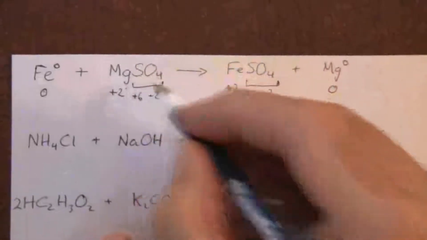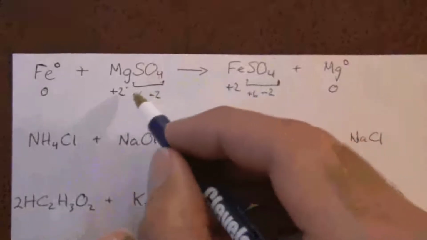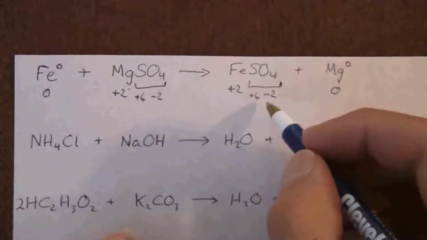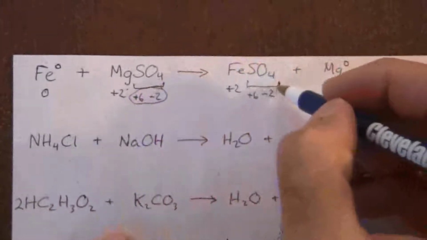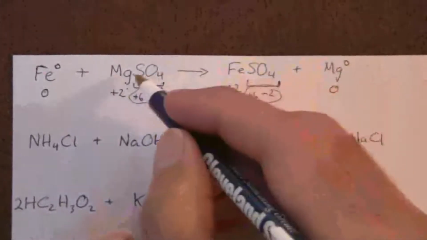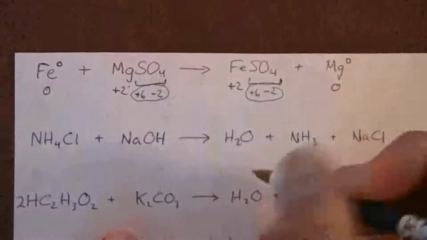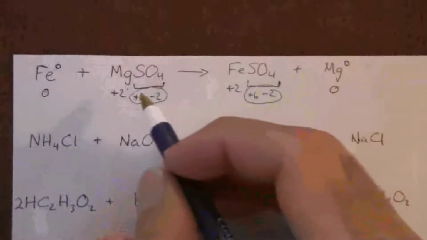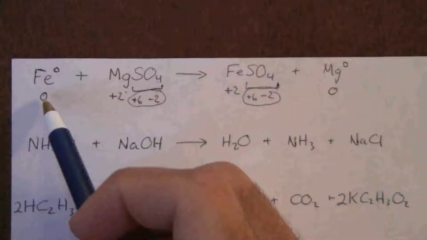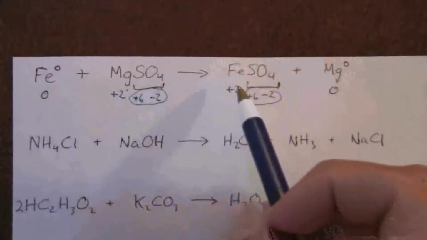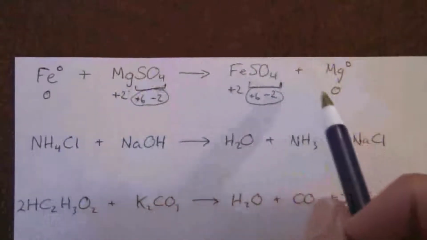So if we recognize that it's the same ion and nothing has changed, we don't have to even go through that process, because we know it's going to be exactly the same, because that sulfur is in the same environment. It's with SO4, and they both have a -2 charge. So really the redox part of this reaction is happening with the iron, where iron is going from 0 to 2, and then with the magnesium, where it's going from 2 down to 0.